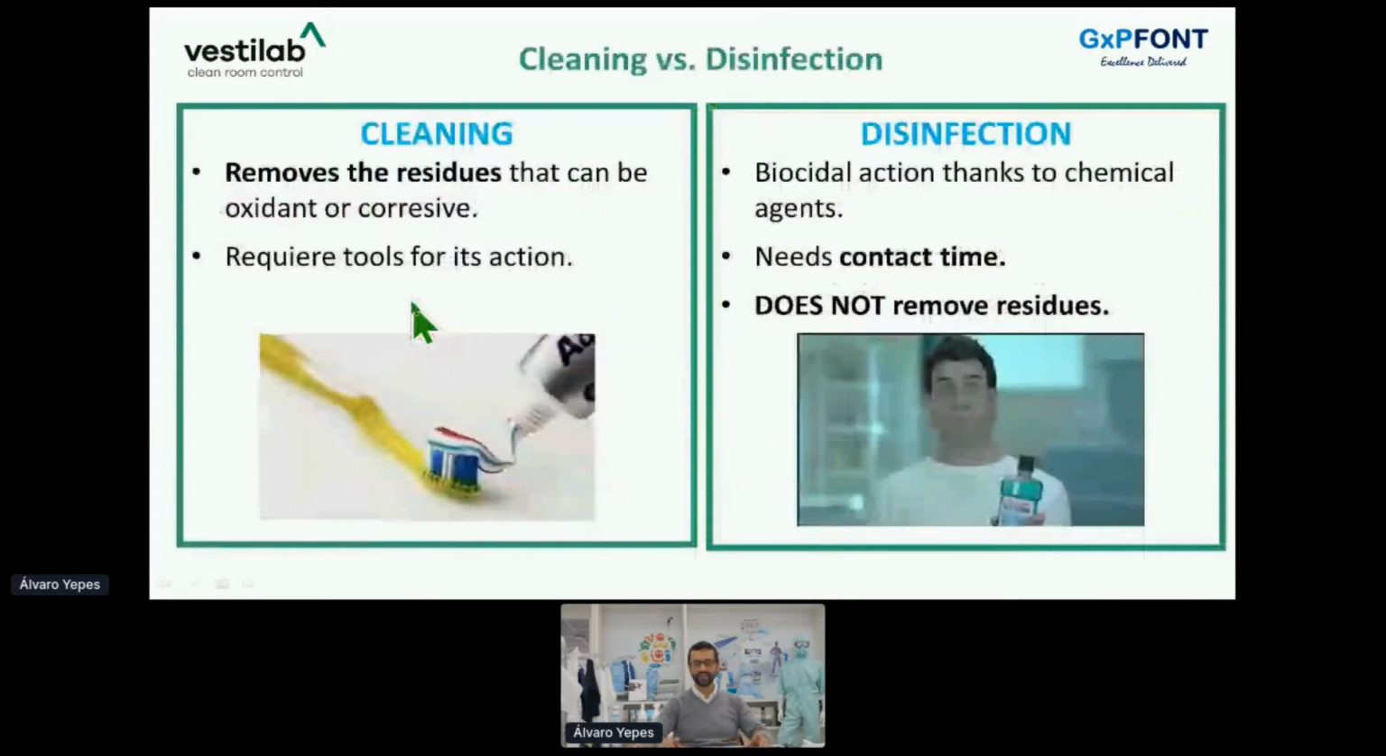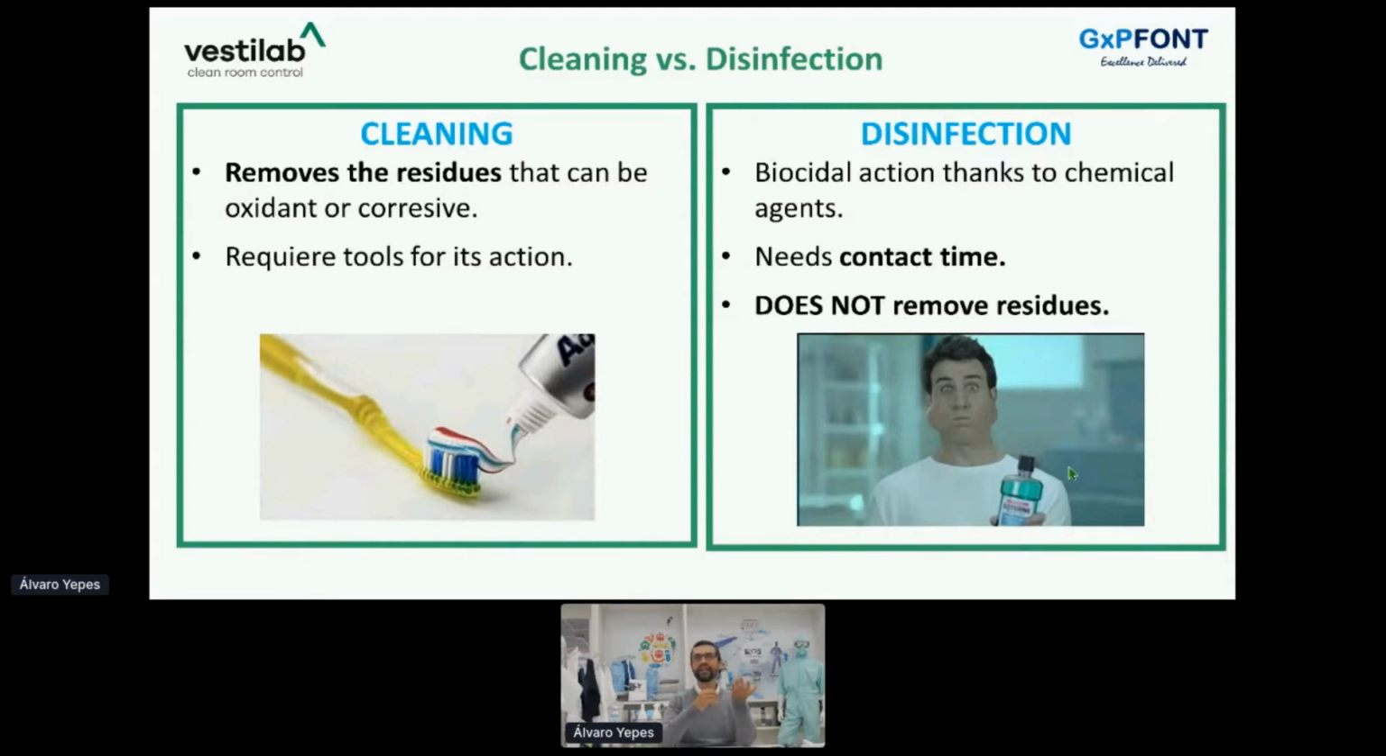So what is the difference? We use this example widely. What is the main difference between cleaning and disinfection? Disinfection, just as with the mouthwash, is applying a chemical to the surface and keeping it there for as long as possible so it penetrates the bacterial wall and destroys the microorganism. So that's equivalent to the mouthwash.